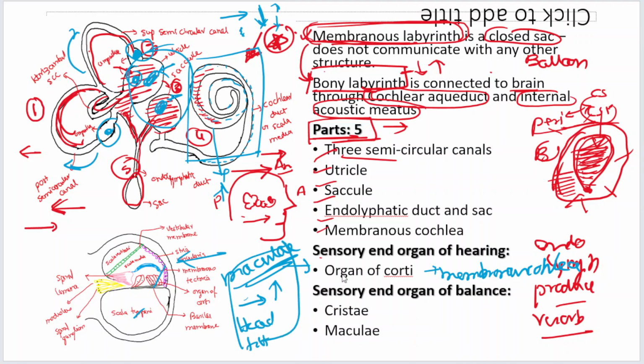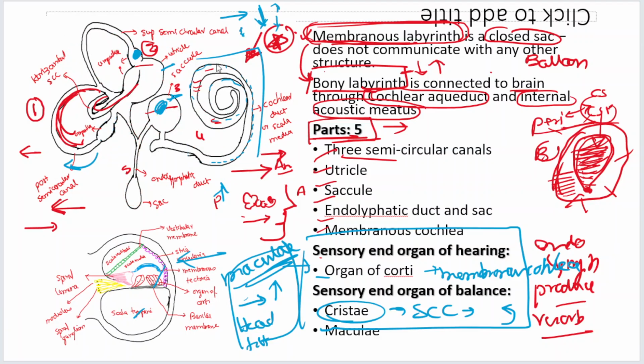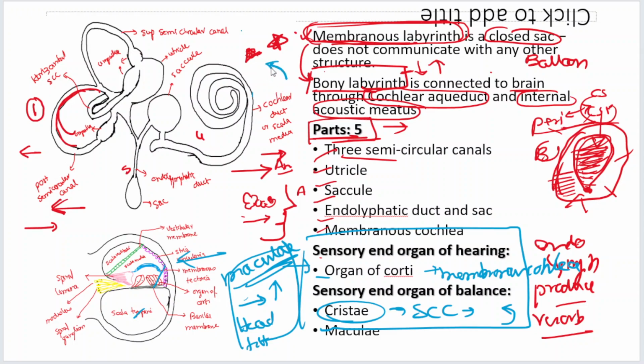And the crista is present in the semicircular canals and is responsible for angular acceleration. Because the sense organs are present in this membranous cochlea, the membranous cochlea becomes very important. Whether you are moving up and down on a roller coaster, riding your bike or your car, or going around a turn, these sense organs of balance are giving information to the brain on a second-to-second basis.